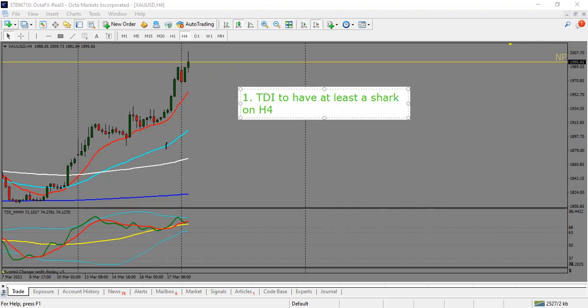So we need our TDI to identify a peak formation low or high on H1. We need our TDI to have a what? At least to show us at least a shark fin on H4. And it always happens on the first leg. Agreed? Right? So I know you understand what a shark fin is. So let me quickly explain what a shark fin is.